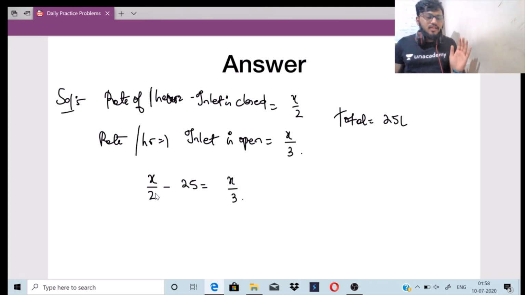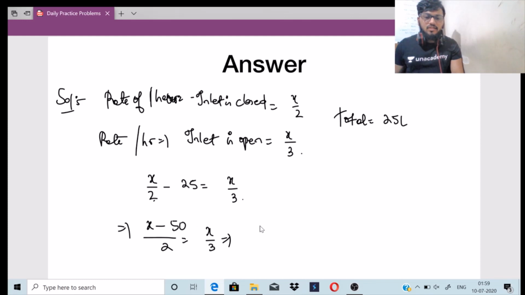So x by 2 is the capacity. When it gets emptied, 25 liters are admitted. So after this phenomenon happens, within x by 3 times the whole tank will be emptied, right? Whole tank will be emptied. So take down the LCM here. So this will be x minus 25 into 2, 50, is equal to x by 3.